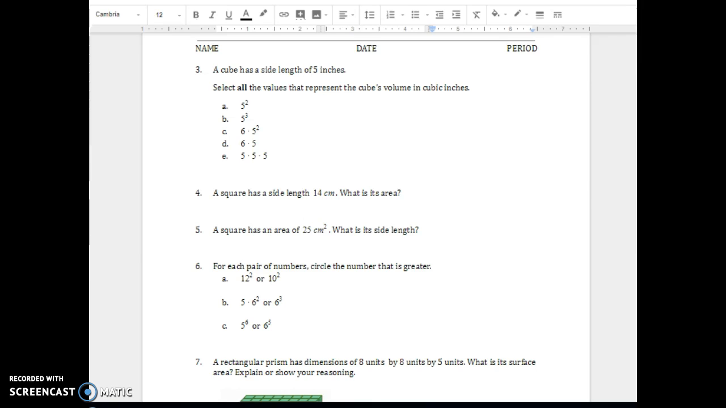Question 6. For each pair of numbers, circle the number that is greater. A, 12 raised to the second power, or 10 raised to the second power. B, 5 times 6 raised to the second power, or 6 raised to the third power. C, 5 raised to the sixth power, or 6 raised to the fifth power.